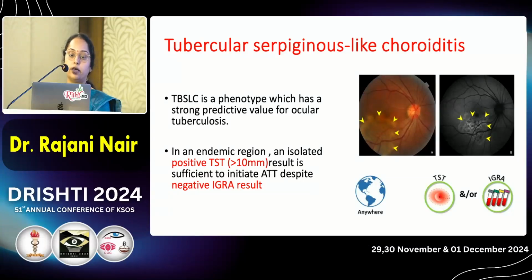Report 1 dealt with tubercular serpiginous-like choroiditis, multifocal choroiditis, and tuberculoma. Tubercular serpiginous-like choroiditis is a phenotype which has a strong predictive value for ocular TB. In an endemic region, an isolated tuberculin skin test of greater than 10 millimeters was sufficient to initiate ATT.